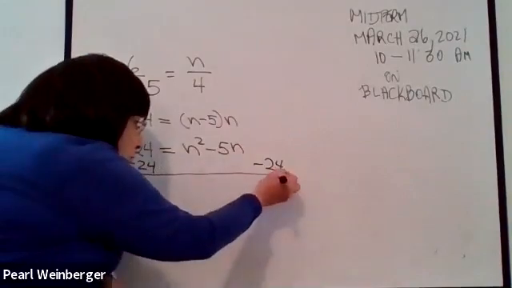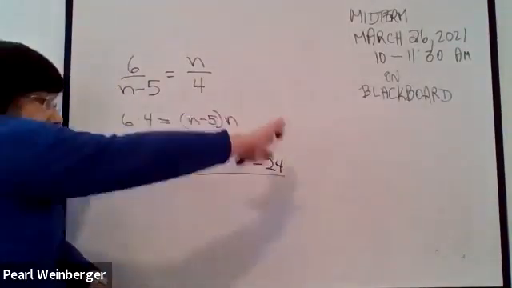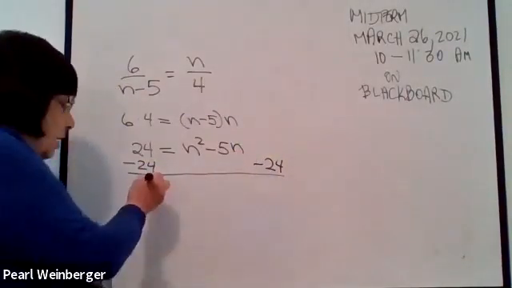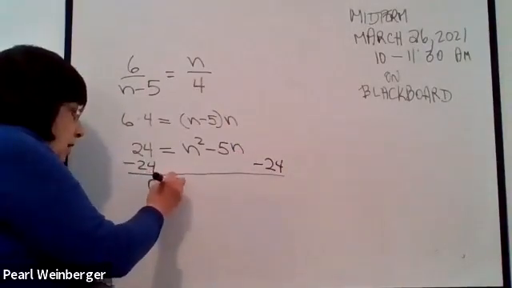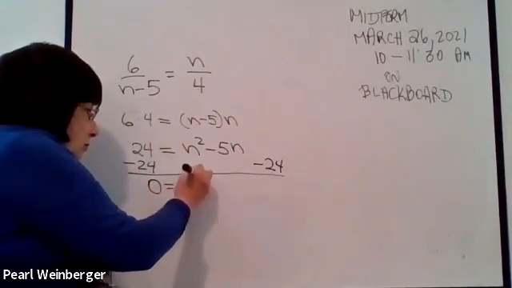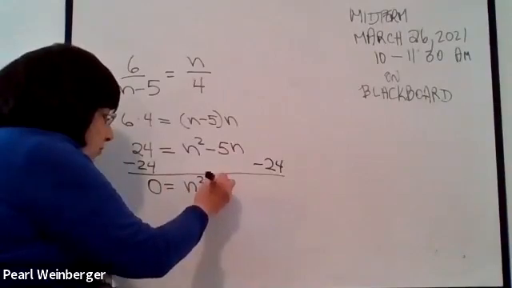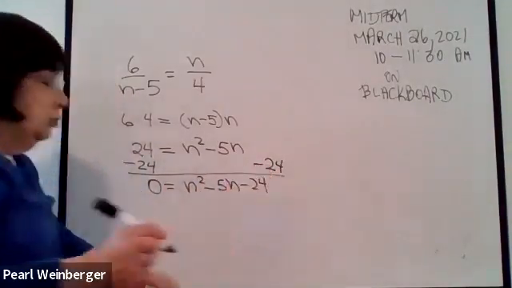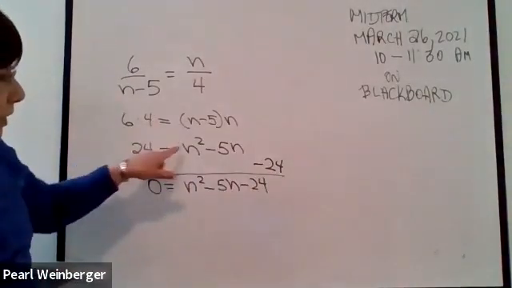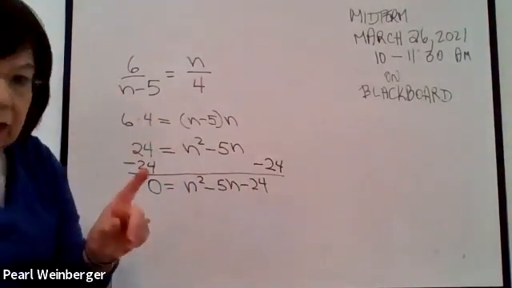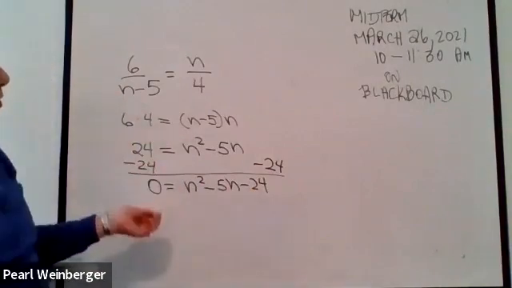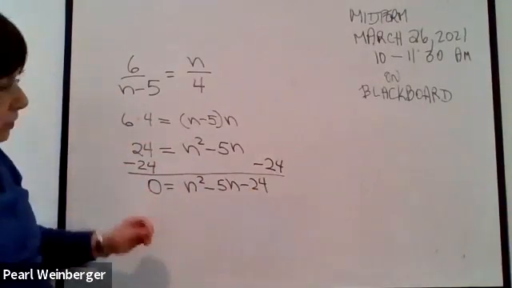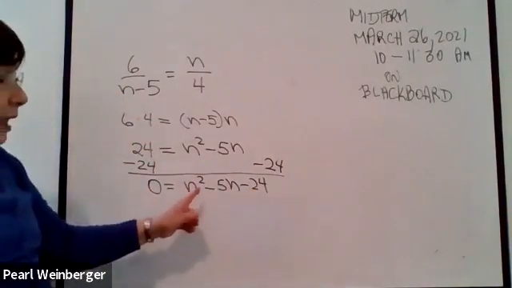In other words, I could go either way, but it's easier to go this way. So let's go that way. That'll give me 0 equals n squared minus 5n minus 24. So when I see that square, it tells me it's a quadratic equation, which tells me the next step is to get it equal to 0.